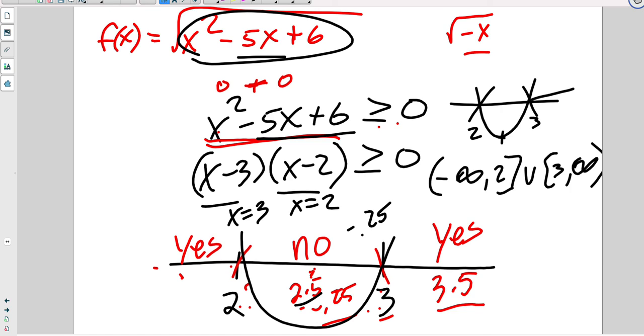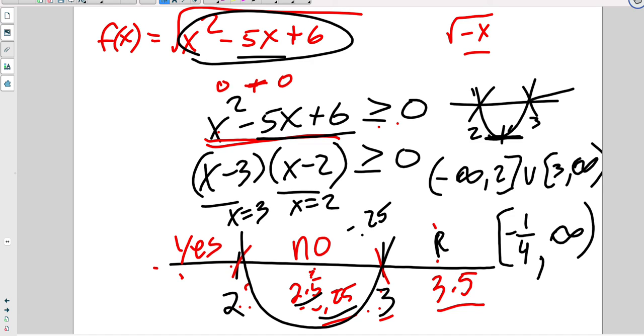Okay, the range, well, we checked this number that's right in the middle, and thankfully for symmetry, that's the lowest we'll go, and that was negative 0.25. So that's as low as we'll go, negative 1/4. And we can equal that, and we're going to go off to infinity. That's our range. So this would be range, this would be domain. These are all the x values that make this function greater than or equal to 0.